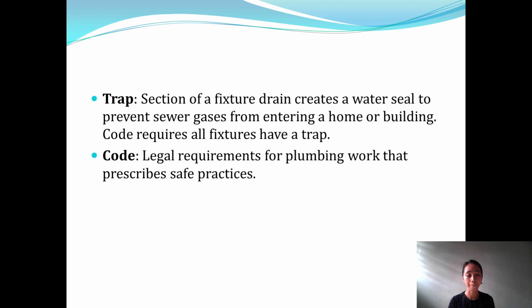Next is the trap. It is the section of a fixture drain that creates a water seal to prevent sewer gases from entering a home or a building. Code requires all fixtures to have a trap. Next is code. These are legal requirements for plumbing work that prescribe safe practices.